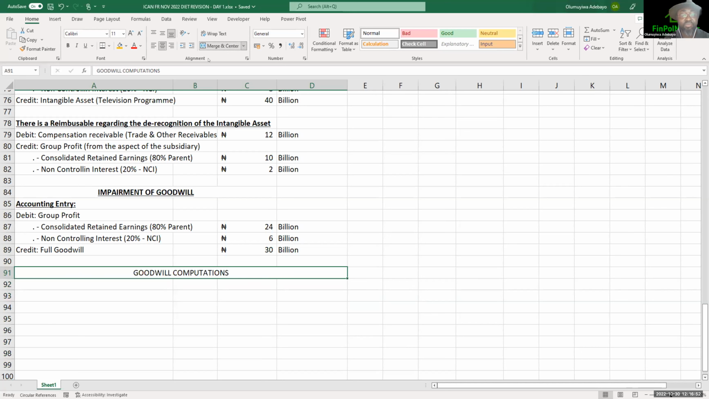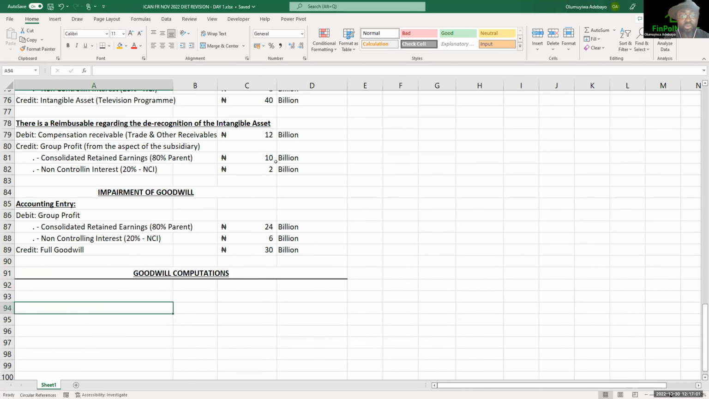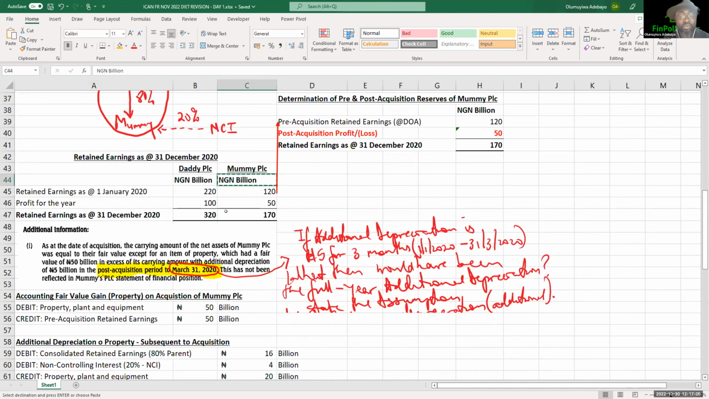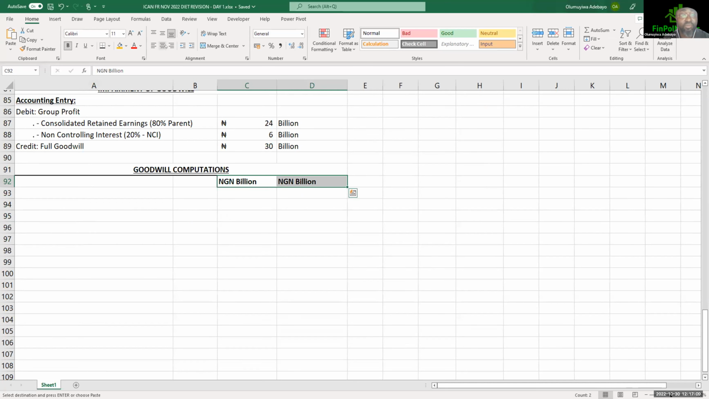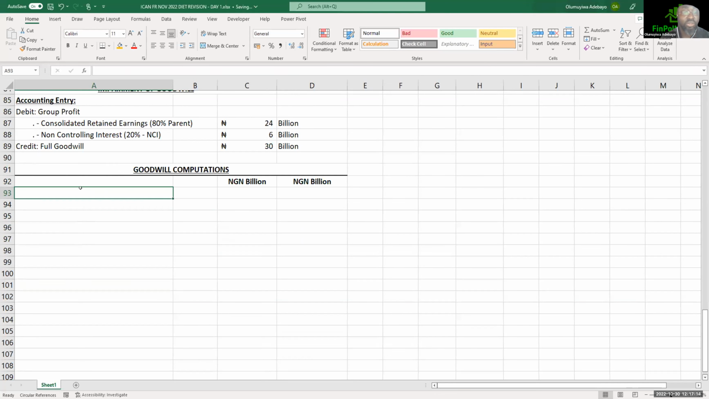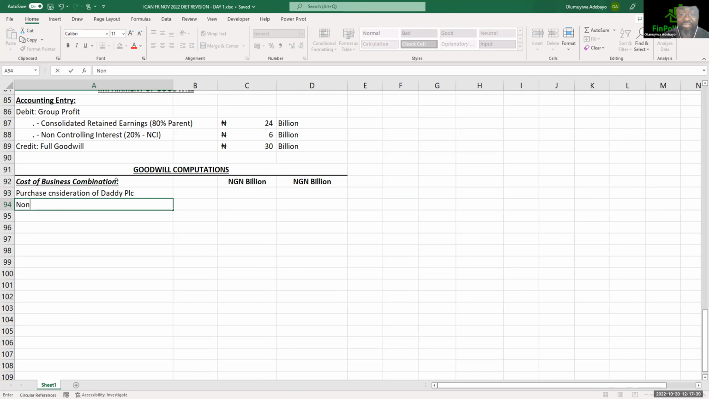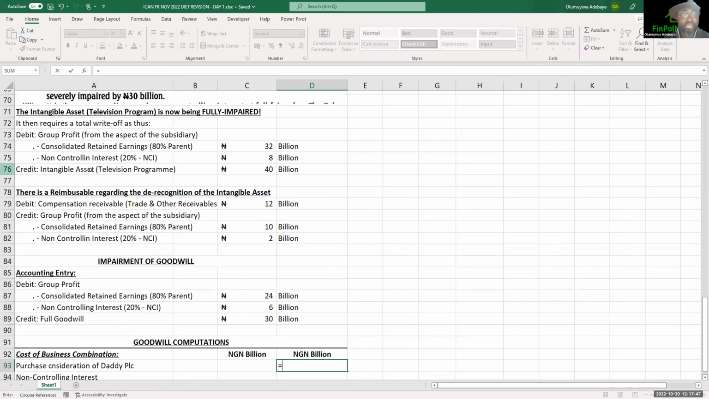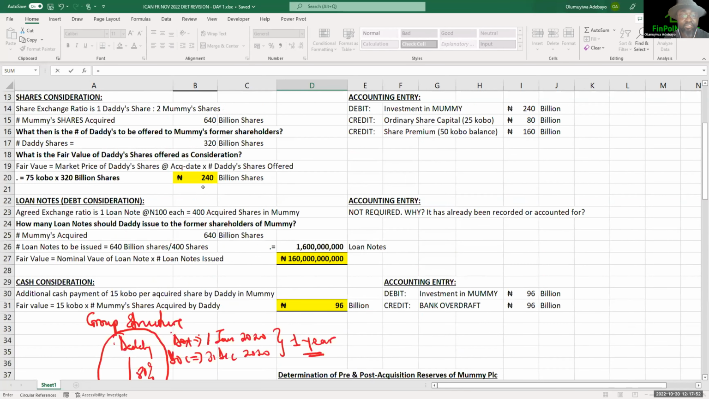Now let's compute our full goodwill. All figures in billions. Now, what's our cost of business combination? Purchase consideration of Daddy PLC and the value of non-controlling interest. Now, if you remember, the purchase consideration of the parent, we've derived it here as 496.